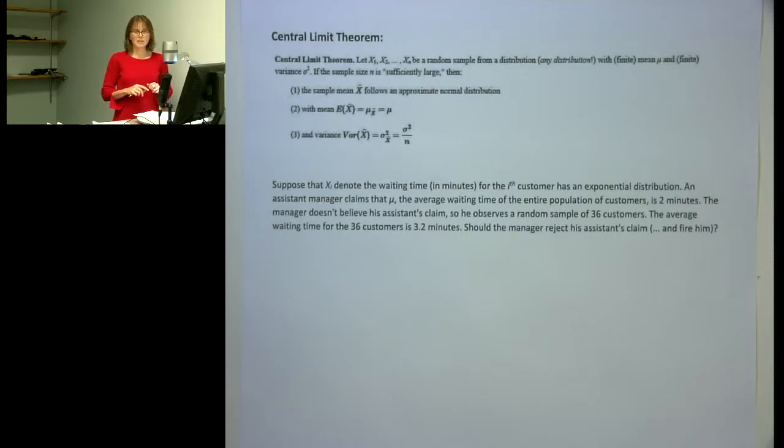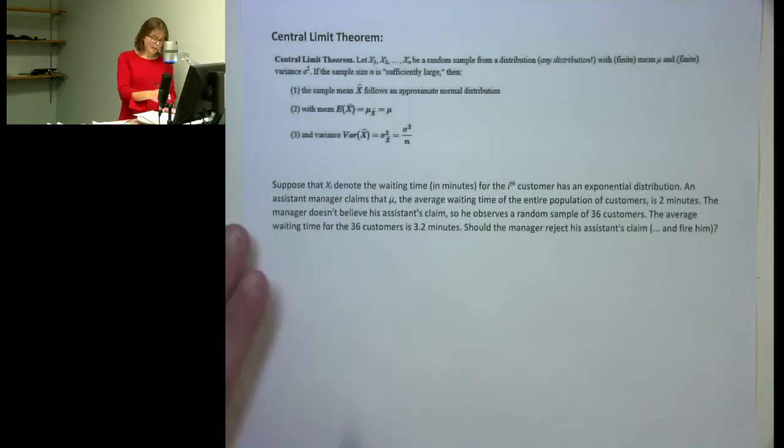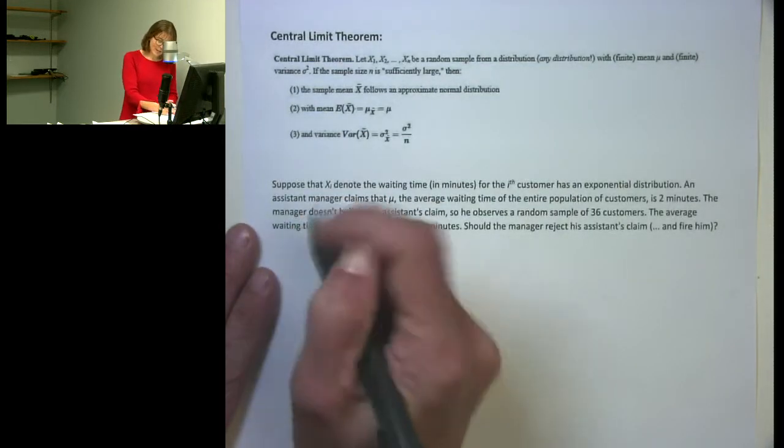That might be a little drastic over this kind of mistake. But okay, let's look at it. What we're thinking about in this situation is: what if the assistant manager's claim was true? Would we expect to see a sample like this one, or would this sample result be so inconsistent with the assistant manager's claim that I don't believe it?